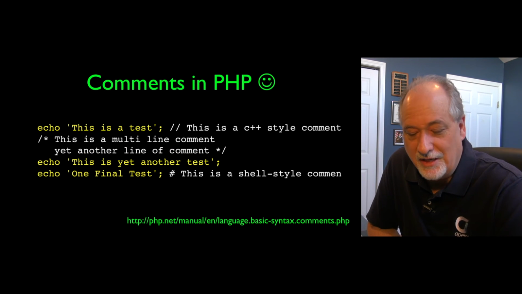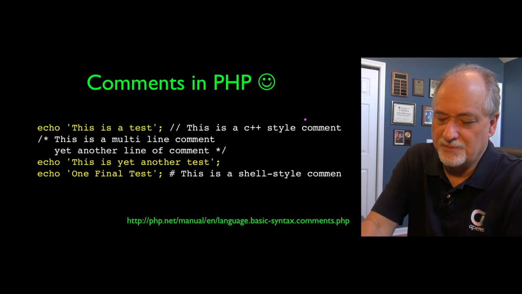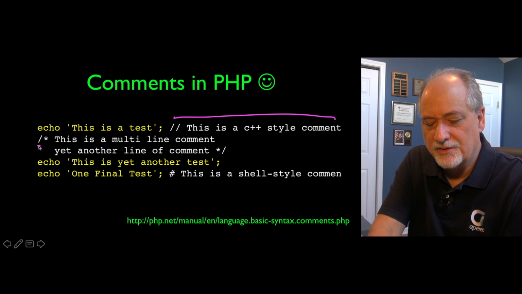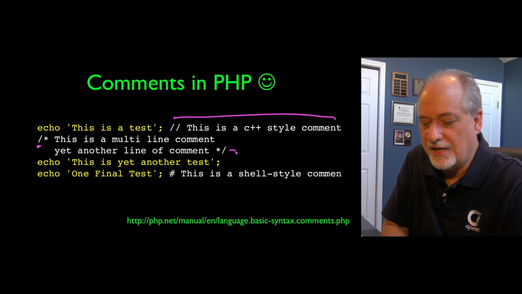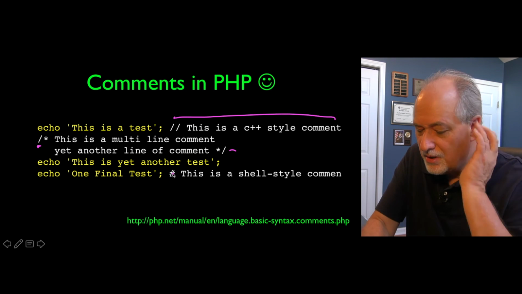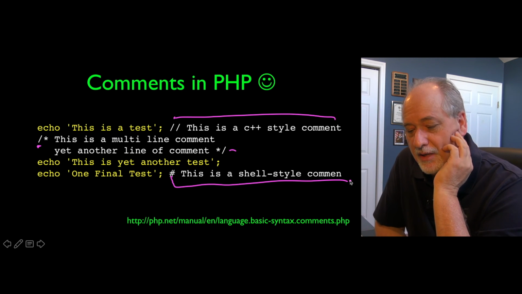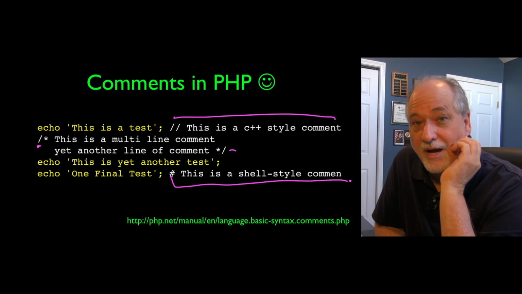PHP is one of my favorite languages for comments, and that's because they just took all of the comment styles and made them work. There is a comment style from C++ where you say // and it's a comment to the end of the line. There is a block comment that comes out of C, that is /* as much as you want to */. It's a multi-line comment. And then the shell style comment, which really comes from Perl, says anything after the # is a comment. And so whatever language you come from, you can use the commenting syntax of it.